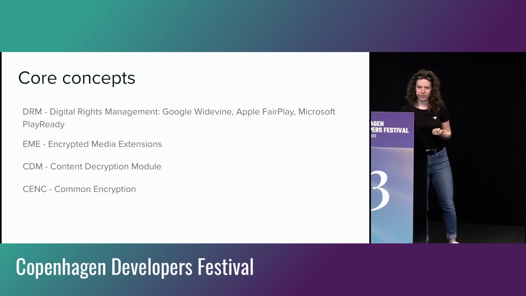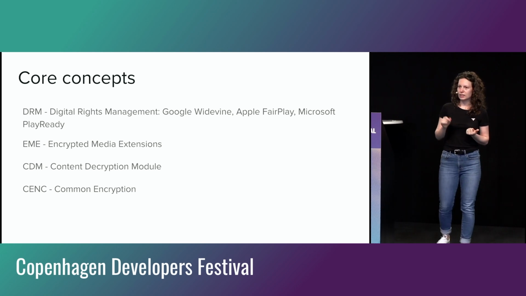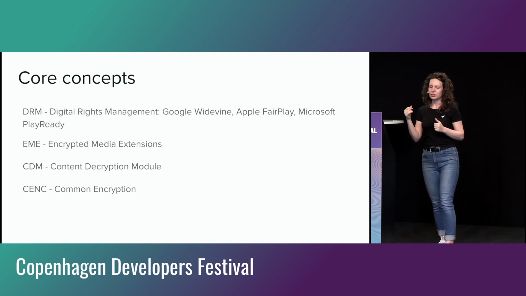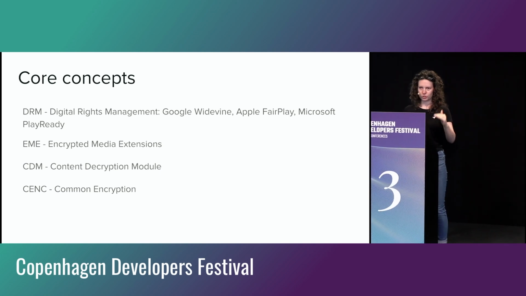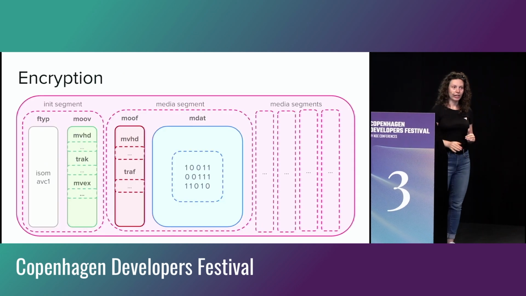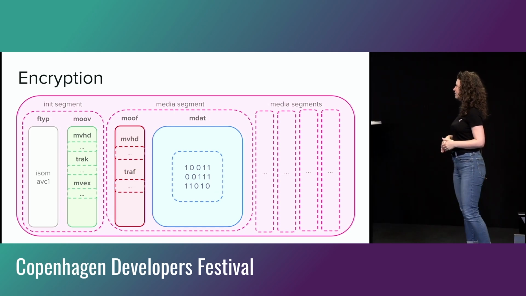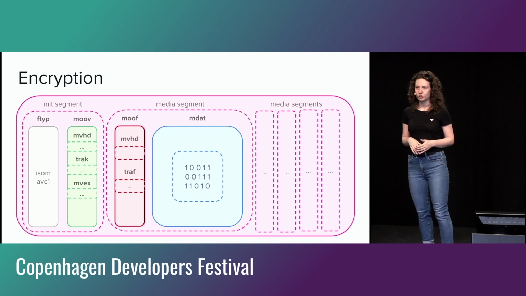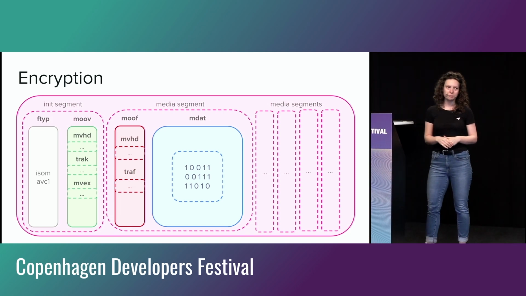And last but not least, we have CENC, that stands for Common Encryption. This is the standard encryption scheme that is supported by all DRMs. Cool. So these were the 4 concepts. And now let's talk about the encryption process. So here we have, again, the MP4 structure that we have seen before, which is already fragmented.